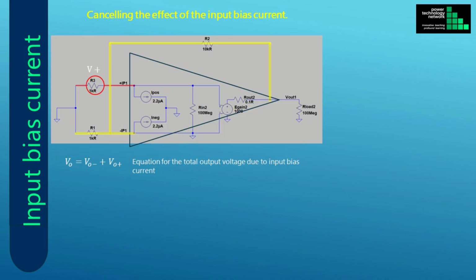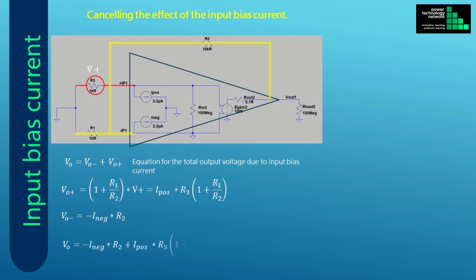The output voltage, due to the positive input bias current, is given by this expression. And, the output voltage, due to the negative input bias current, is given by this expression. Combining the above expressions, yields the following expression for the output voltage.